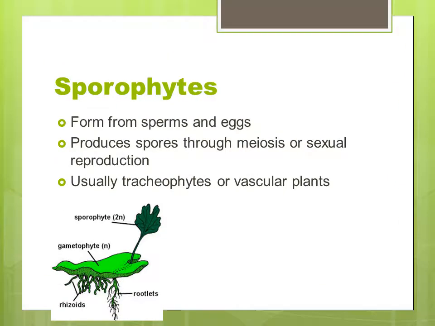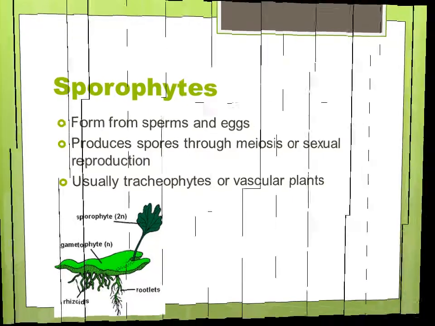Sporophytes, as mentioned earlier, are a diploid plant structure, which means that they can form both sperms and eggs. They produce spores through meiosis or sexual reproduction, which we will go into in more depth later in the presentation. They are usually tracheophytes or vascular plants, which means that they have vessels, roots, stems, and leaves to carry water and food within the plant. Some examples include grass, trees, and sunflowers, to name a few.